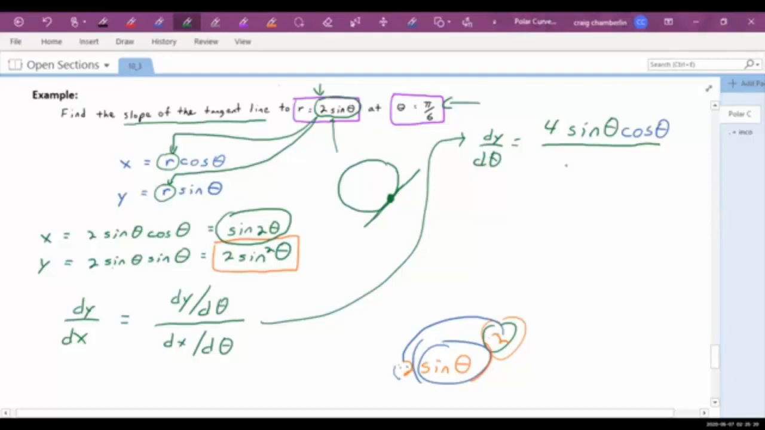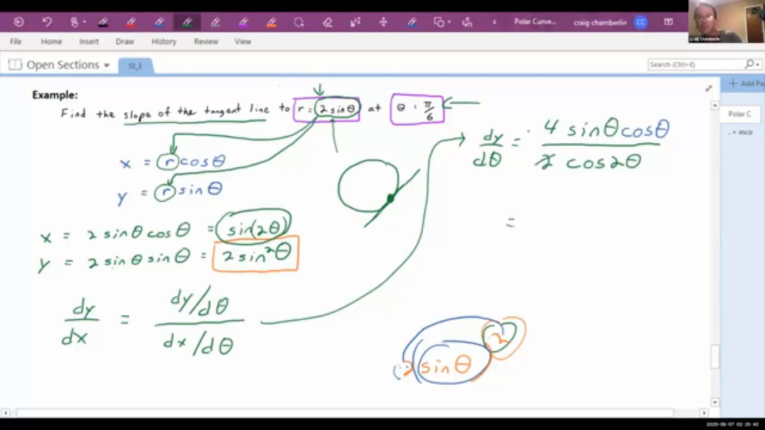Cosine 2 theta, times 2. There you go. So yeah, cosine 2 theta times the derivative of the inner function. The inner function this time is 2 theta, so times 2. Does everybody buy that? Okay. So what could I do then?